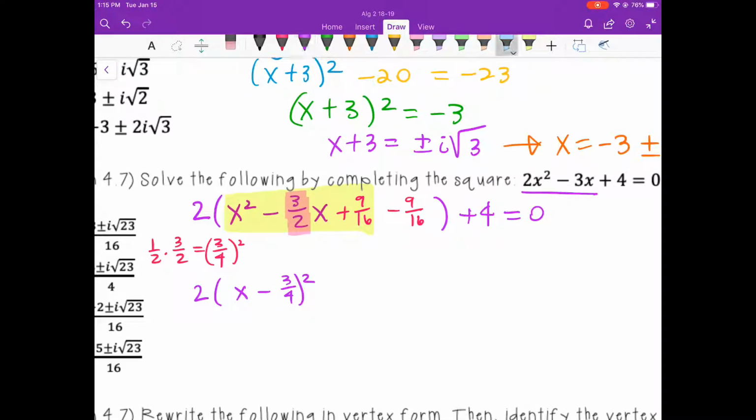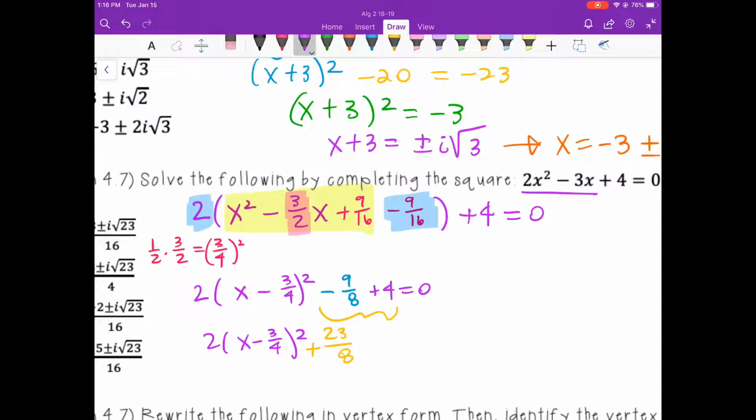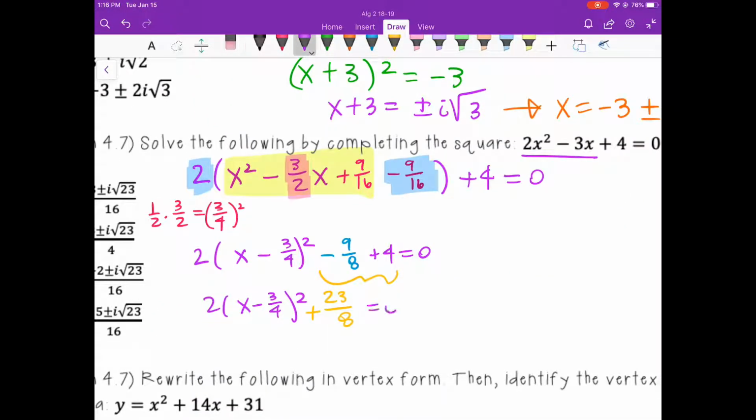Oops, quantity. And then don't forget that you need to multiply your term that you factored out by that number that you immediately added and then subtracted in. So you have to take 2 times negative 9/16 to find out, oh, I need to subtract out 9/8. And then you've still got that plus 4 equals 0. Your negative 9/8 plus 4 are going to combine to become 23/8. How fun. And positive. So then you've got 2 times x minus 3/4 squared plus 23/8 equals 0.